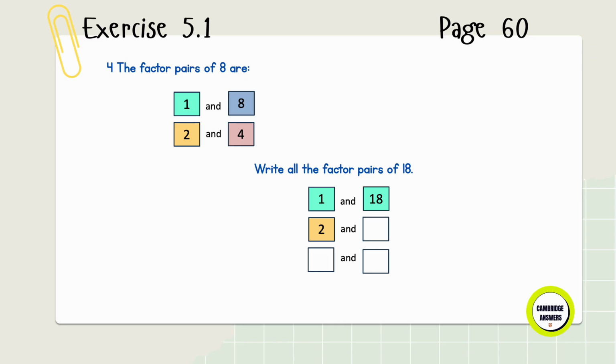First, let's look at 8. The factor pairs are already given here, but let's talk about them anyway. 1 times 8 equals 8. Easy.